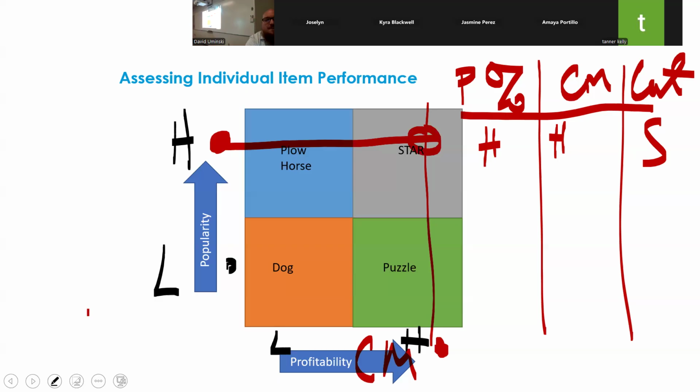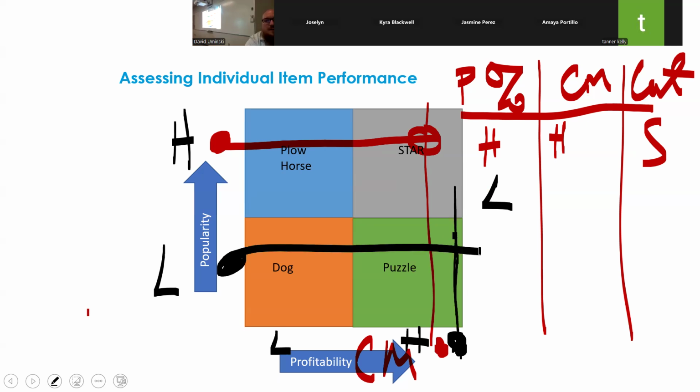Then if we have low popularity, but we have high contribution margin, we draw our straight lines, and where do they intersect? In the puzzle. Okay. The way I remember that is I am puzzled, I'm confused why people don't like it. All right. It brings me a lot of money, but I'm confused as to why it's not more popular. Puzzled. Okay. Don't ask me why these things are called this way, because I don't know. I just tell you how I remember them.